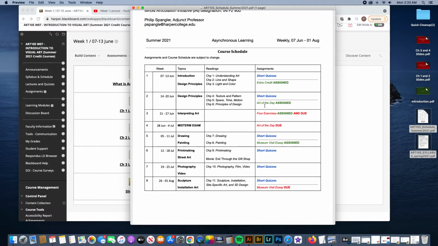So then you have, for example, your 4 exercises, which prepares you for the exam. That is both assigned and due this week. The goal is so that I can grade it quickly and give you feedback before you take the exam. So that's why that is. So pay attention to when things are assigned and when they are due.